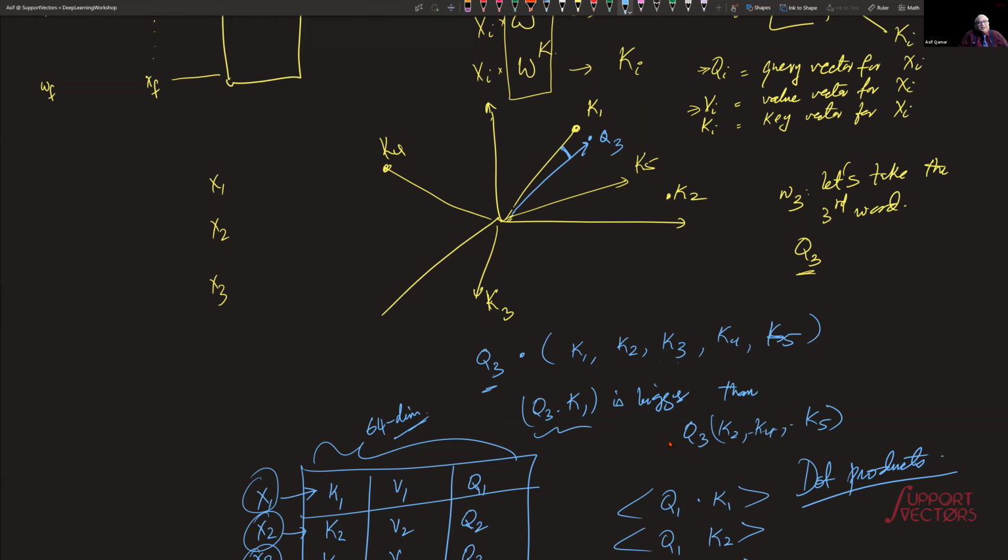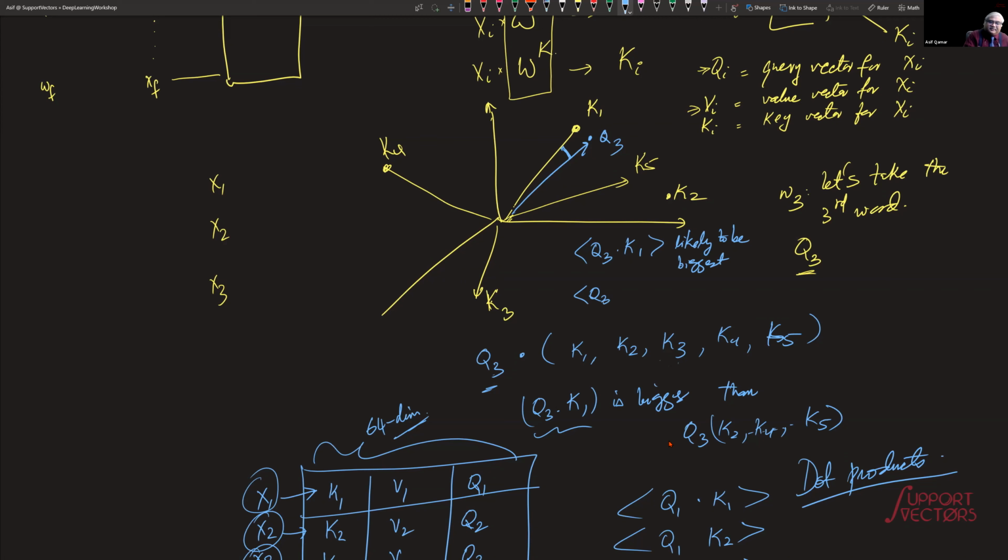If we look at this picture, would you agree that Q3 happens to be close by to K1? But not to the other ones, K2, K5, K4, K3. It doesn't seem to be as near, maybe a little bit near K5 also. So looking at this, you can say that Q3 dot K1 is likely to be biggest.